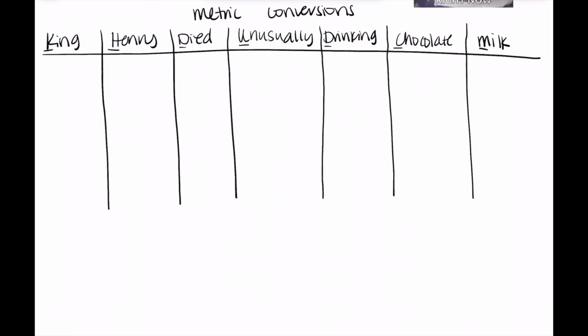But for now, let's get back to that little trick I was telling you about for our metric conversion. Again, King Henry died unusually drinking chocolate milk. I've underlined the beginning letter of each of these because that's what's really going to help us here. We're going to start in the middle, with that unusually, which is just our unit rate. A unit rate is usually equal to 1, and the examples in the metric system for our unit rate are meters, liters, and gram. Notice how there's nothing before any of these. There's no prefix. Every other one we go through is going to have one because it's not our unit rate.